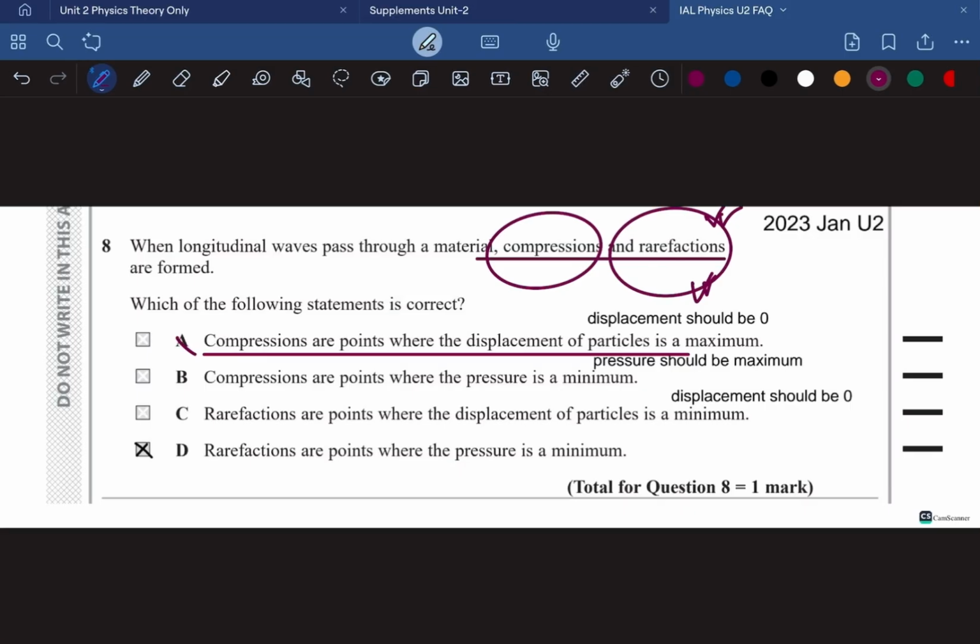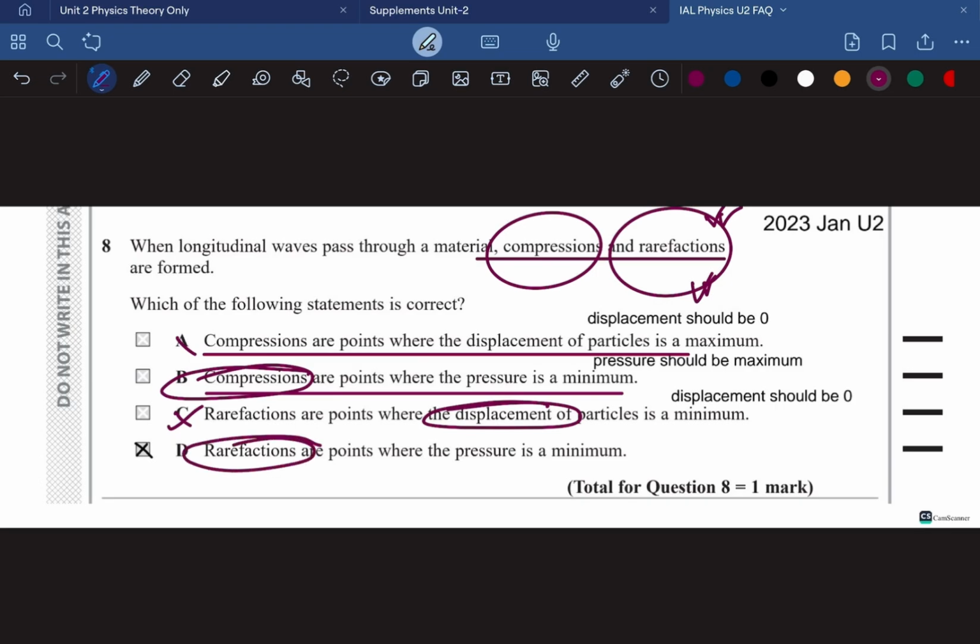So our option A is gone and C is gone as well because it also involves displacement. Whereas it says compressions are where there is a minimum pressure. No, compression is where there is a maximum pressure, and rarefaction is where there is a minimum pressure. So our correct answer is going to be D. So please make sure that you understand this concept.